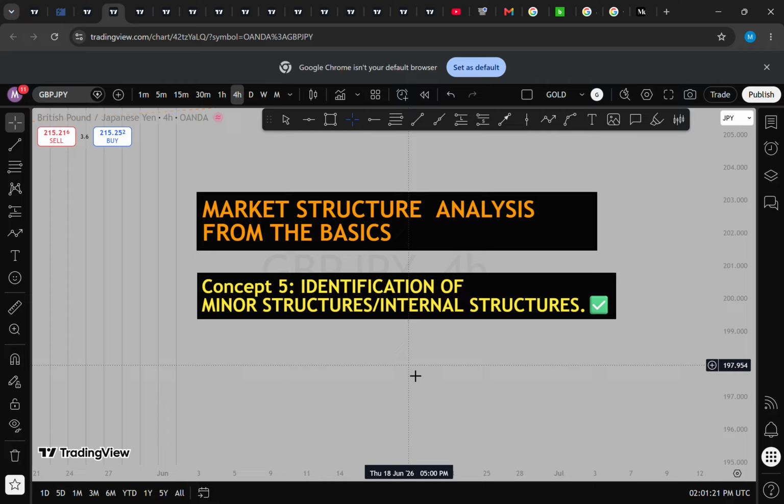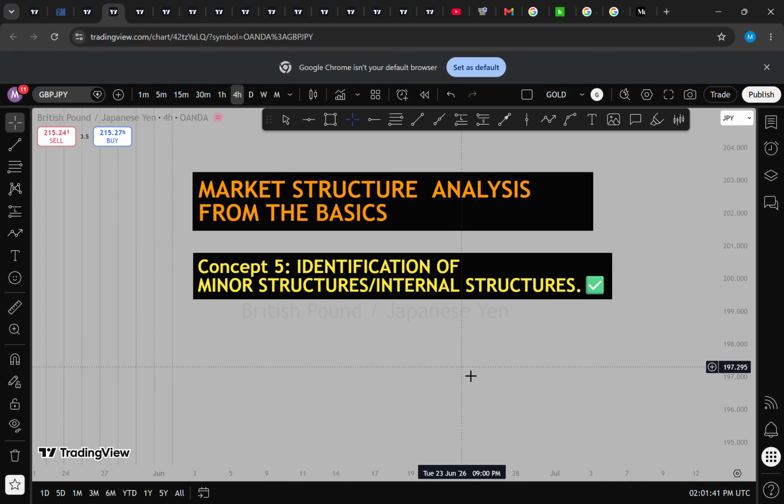Welcome back, guys. This is our Concept 5, identification of minor structures. We are moving on gradually. We've had concepts 1, 2, 3, and 4, and this is concept 5, identification of minor structures, internal structures.